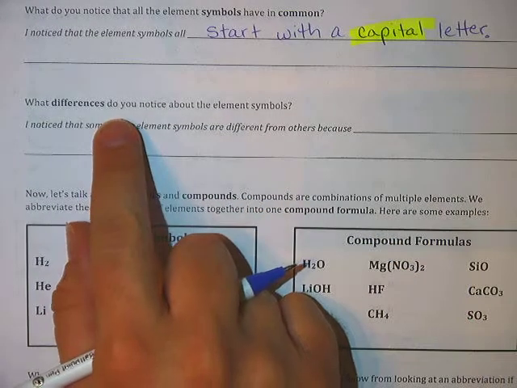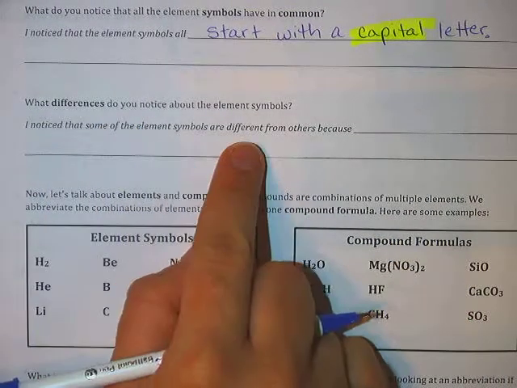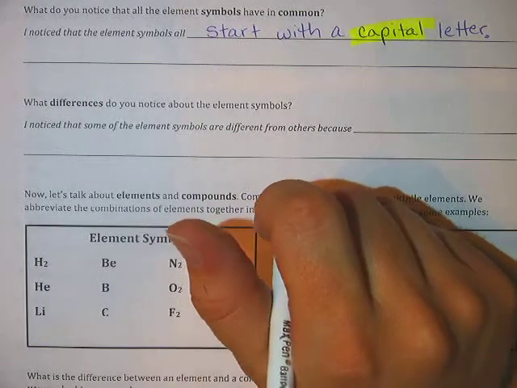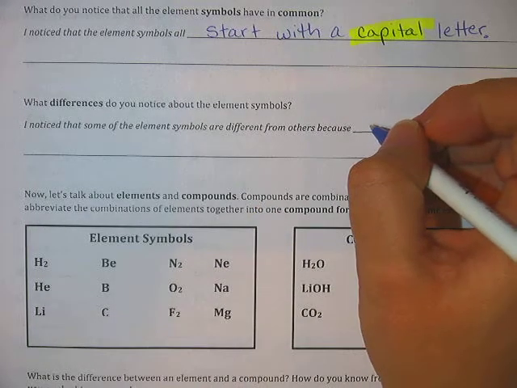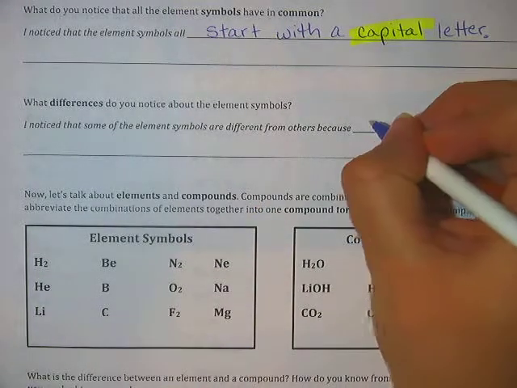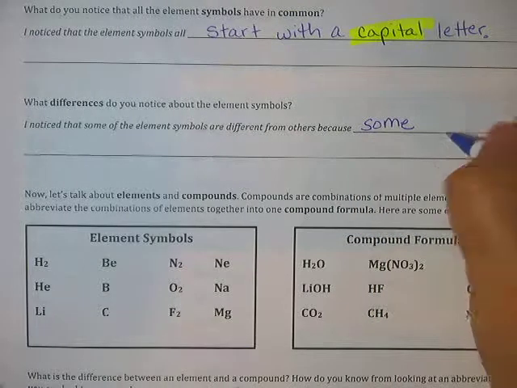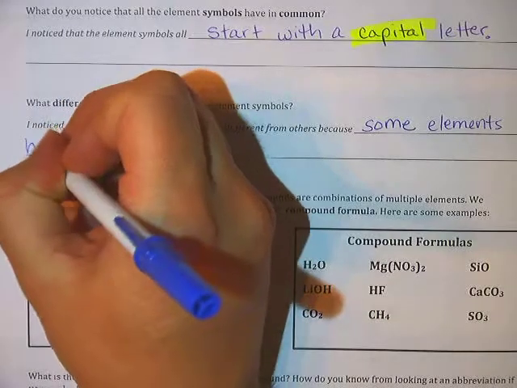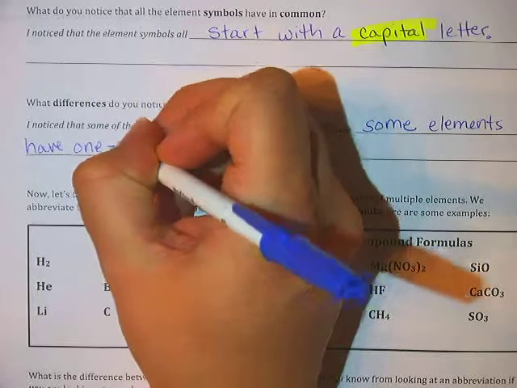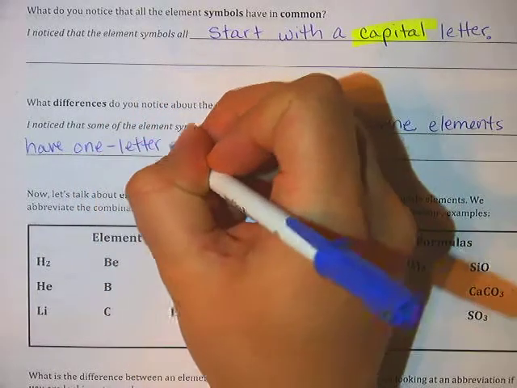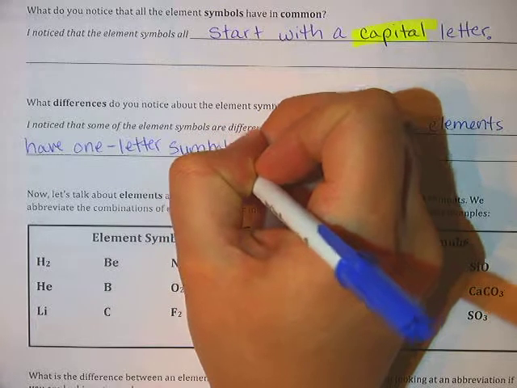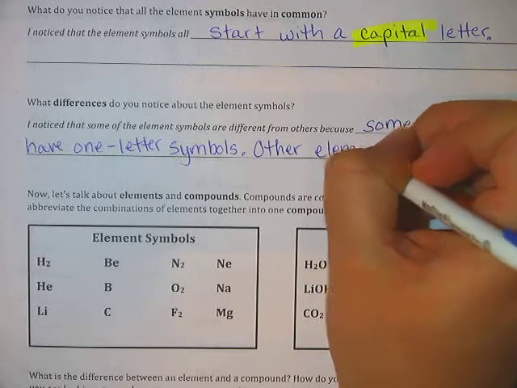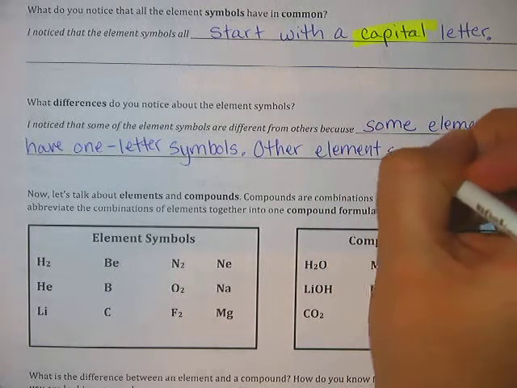And what differences do you notice about the symbols? You may have noticed that some of the element symbols are different from others because they may have different individual letters in there, but probably what you, again, most importantly, hopefully noticed, some elements have one letter symbols, other element symbols have two letters.